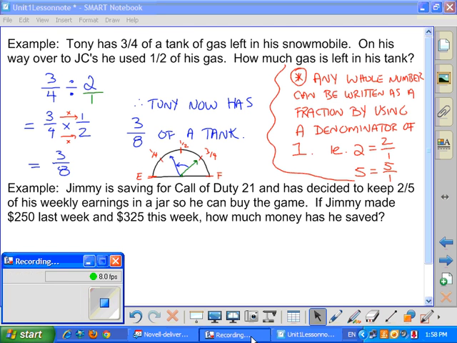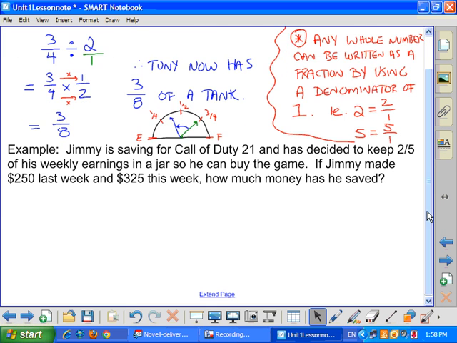Okay, last example here. Jimmy is saving for Call of Duty 21, or whatever version we're on, and he's decided to keep 2/5 of his weekly earnings in a jar so he can buy the game. If Jimmy made $250 last week and $325 this week, how much money has he saved?